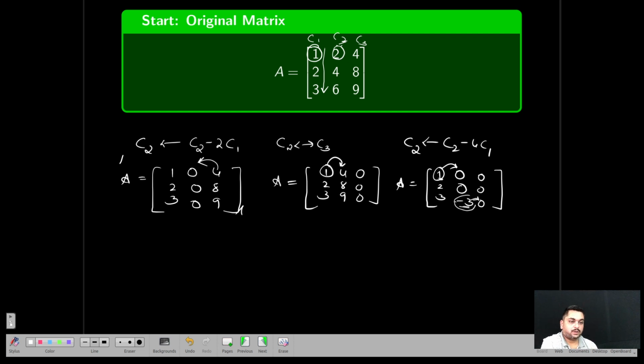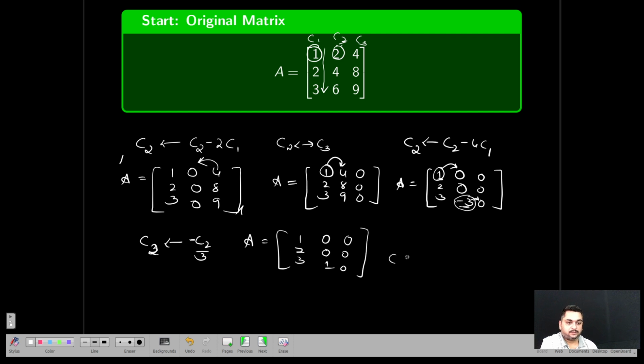So convert this to 1. How will you convert? This is the column operation you perform. So C2 should be C2 minus C2 by 3. Okay, minus C2 by 3. You get 1, right? So that is A is equal to 1, 2, 3. So 0 by 3 is 0, 0 by 3 is 0. This will become 1, then 0, 0, 0.